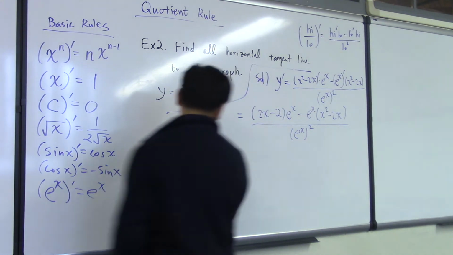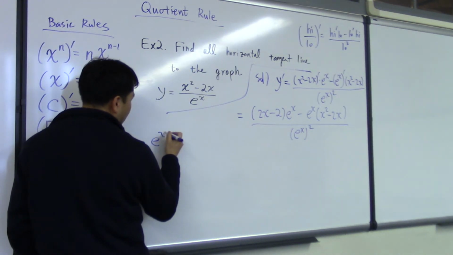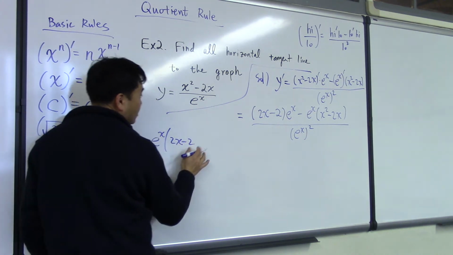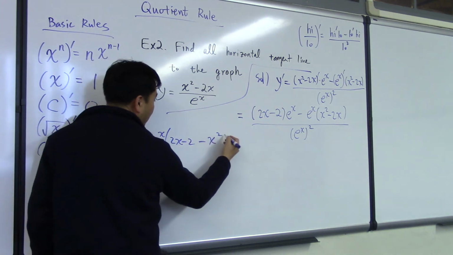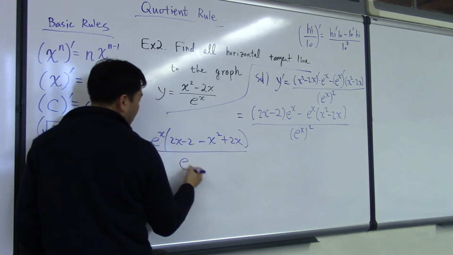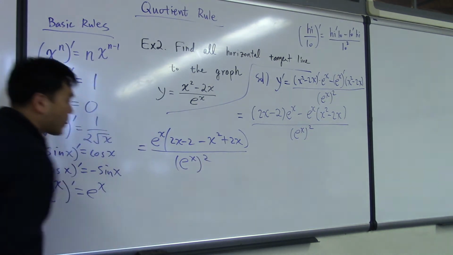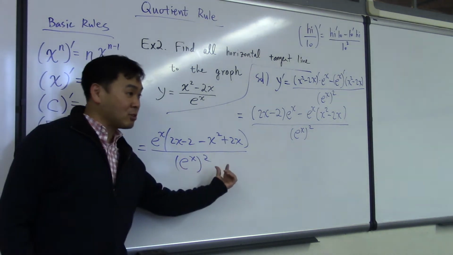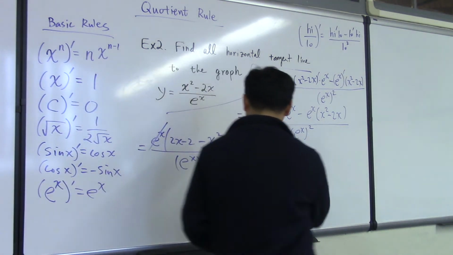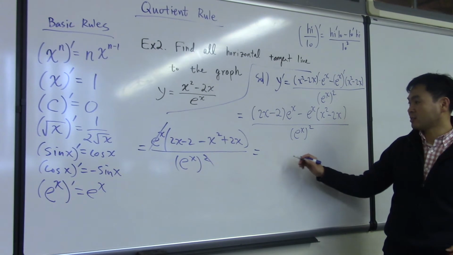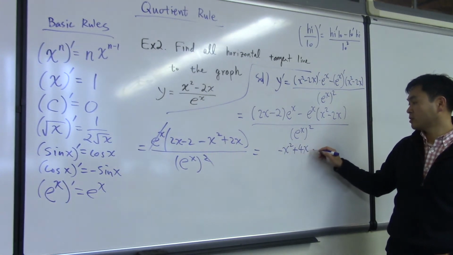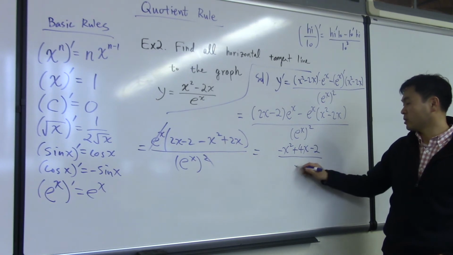If you factor out the e to the x, from the first one you have 2x minus 2 left. From the second one you have minus x squared plus 2x left, over e to the x squared. Because this is e to the x times e to the x, one of the e to the x can be used to cancel. If I simplify this, I get negative x squared plus 4x minus 2 over e to the x.